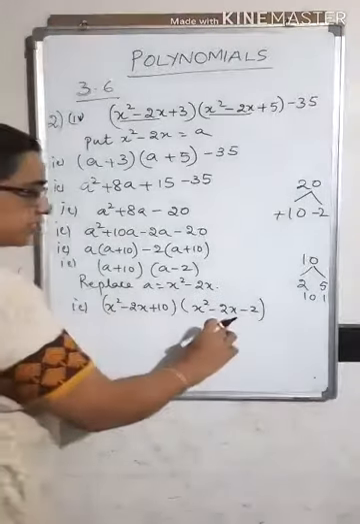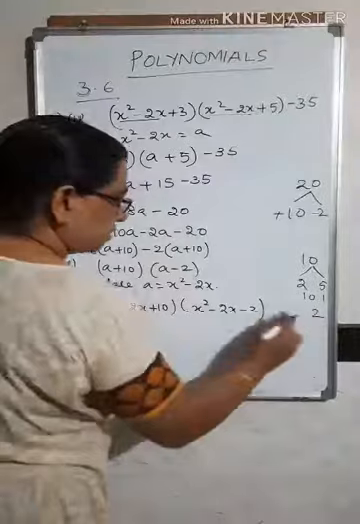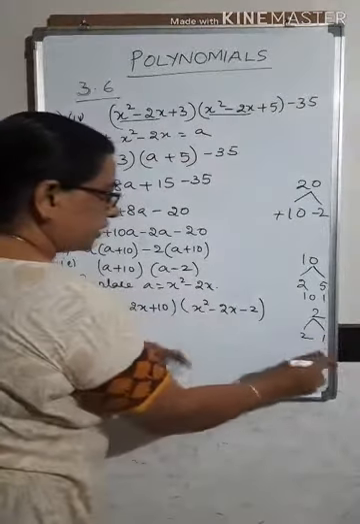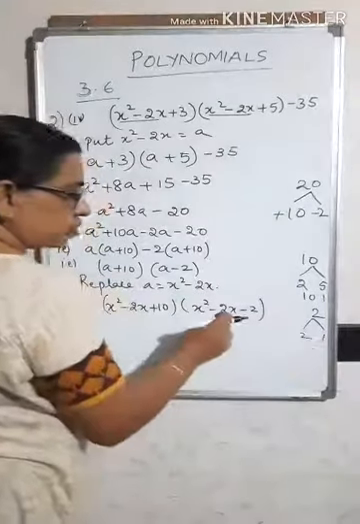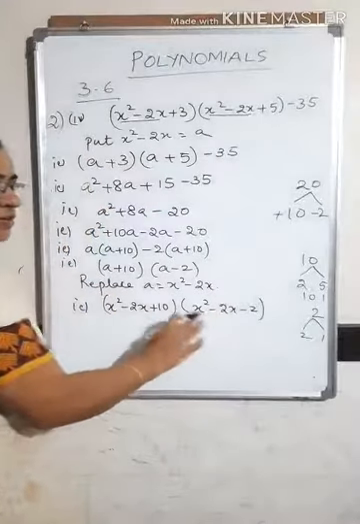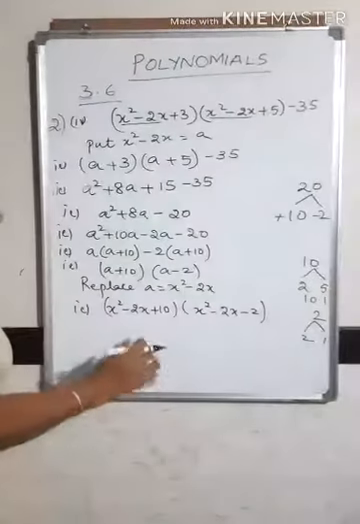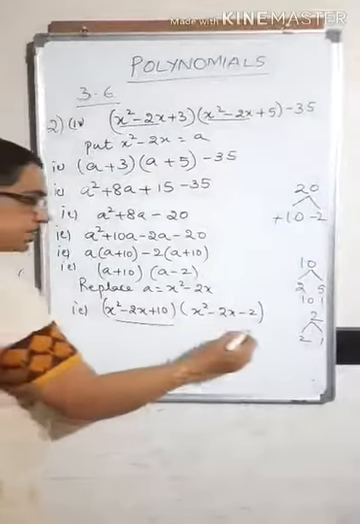Now coming to the second expression, you have got 2 here. The product of the first and the last one is 2. Factors are 2 into 1. Neither by adding this nor by subtraction will you get the middle term. So factorization is not possible. So when the factorization is not possible, you have to leave the factors as they are.